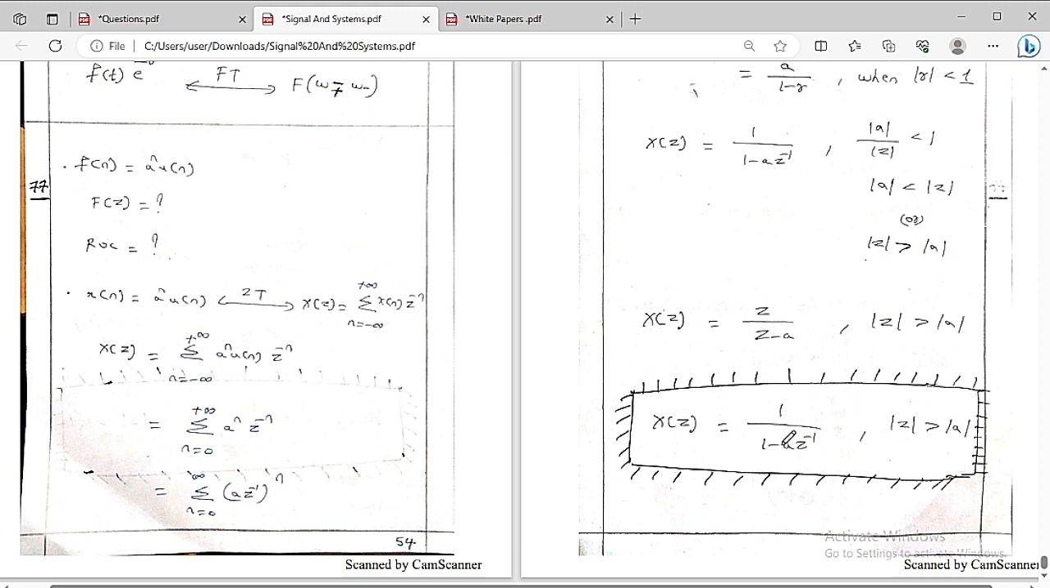So in this lecture, we have successfully completed some of the signals and systems questions from the Alan Oppenheim book in a very detailed manner.